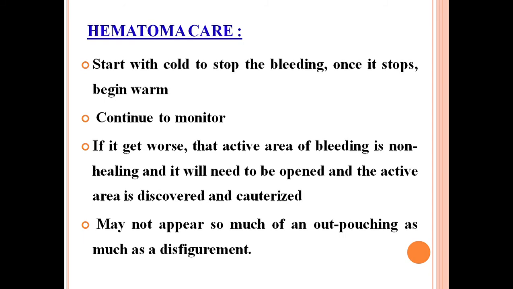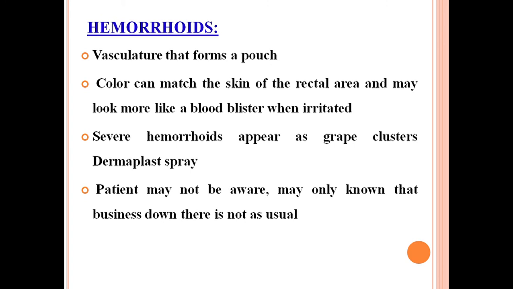If it gets worse, that active area of bleeding is non-healing and it will need to be opened, and the active area is discovered and cauterized. It may not appear so much as an outpouching as much as disfigurement. Hemorrhoids are vasculature that forms a pouch. The color can match the skin of the rectal area and may look more like a blood blister than irritated. Severe hemorrhoids appear as grape-like clusters. Dermoplast spray may be used, and the patient may not be aware but may only know that business down there is not as usual.